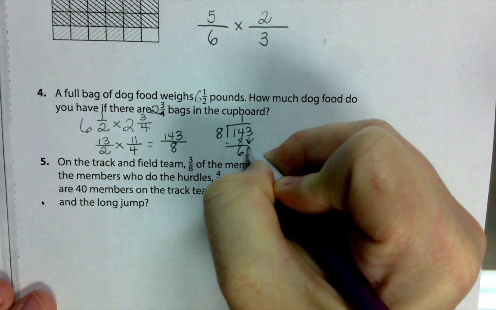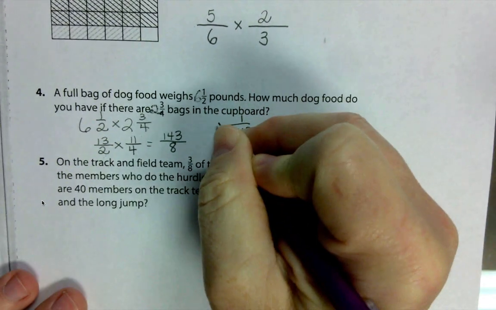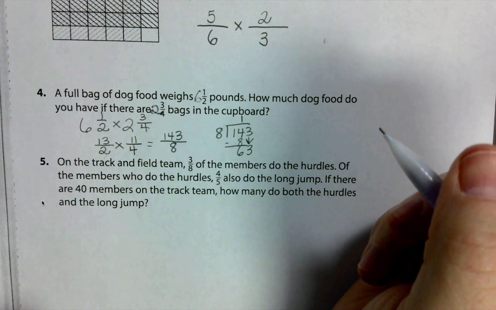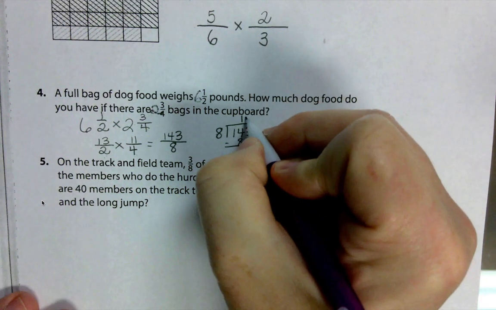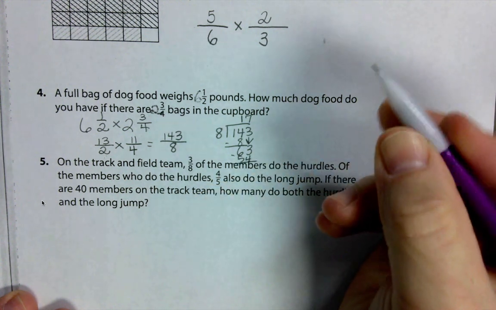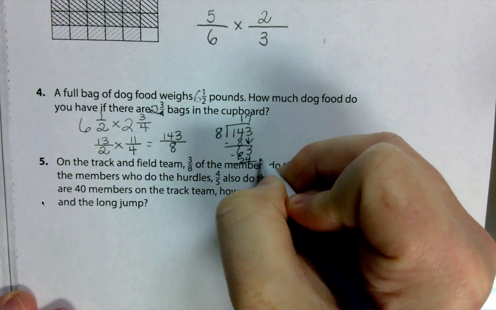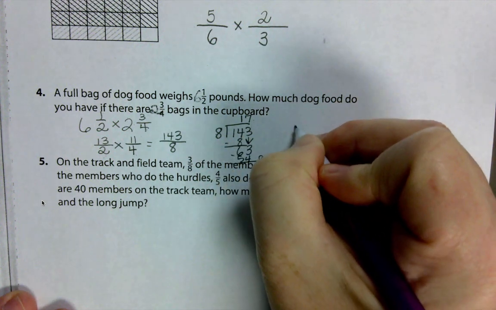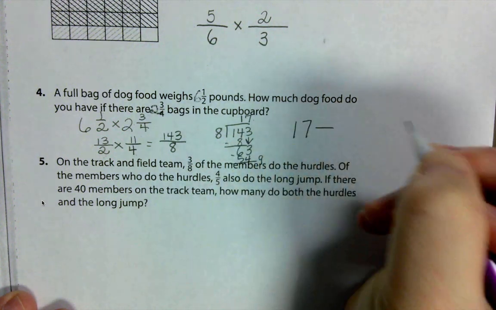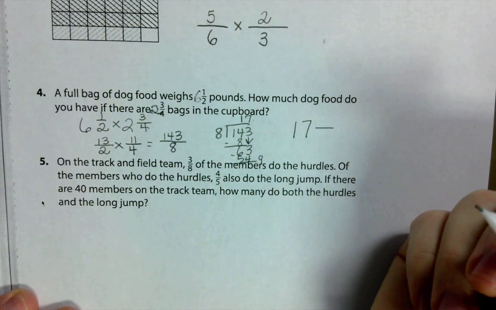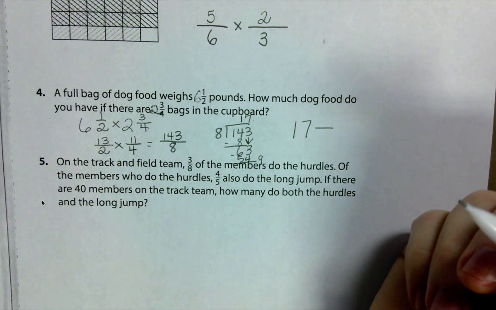And then I bring down my 3. So 8 goes into 63. 8 times 7. 8 times 8 is 64. So 8 times 7 is 54. And I subtract, I get 9. 9 is my remainder. So when I build this again, my whole number is 17. I can't be right. Amanda, 63 minus 54.